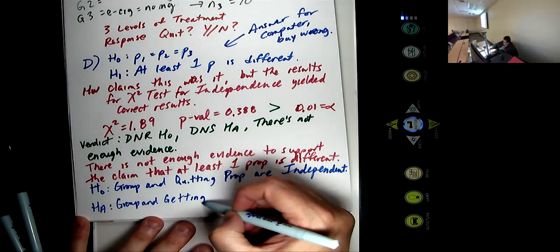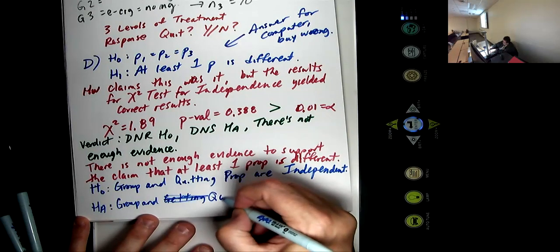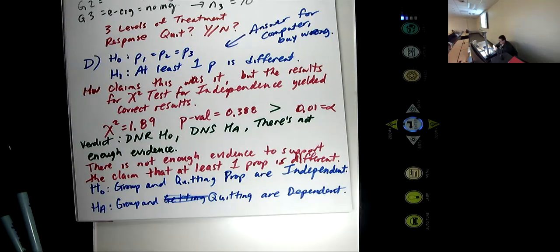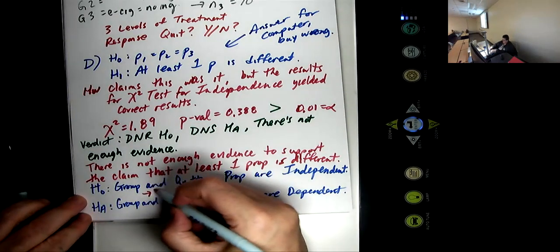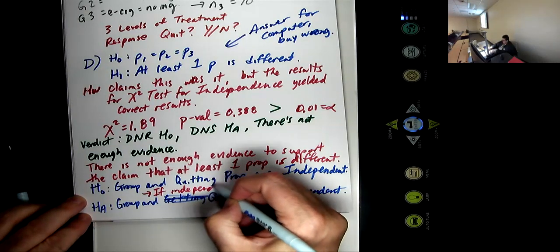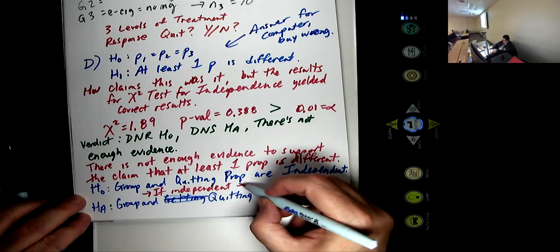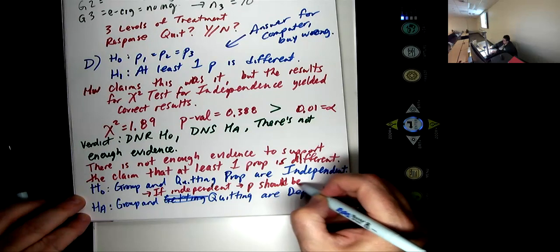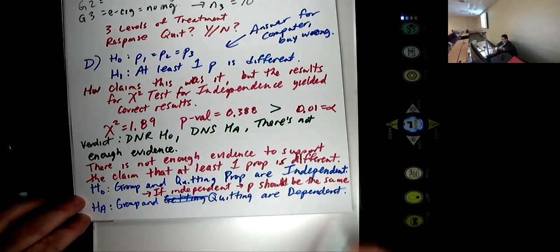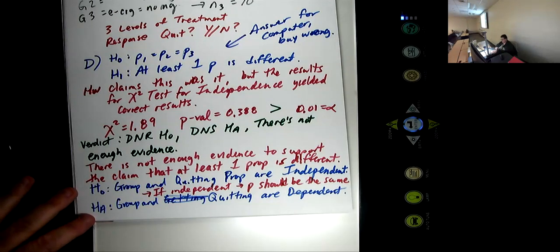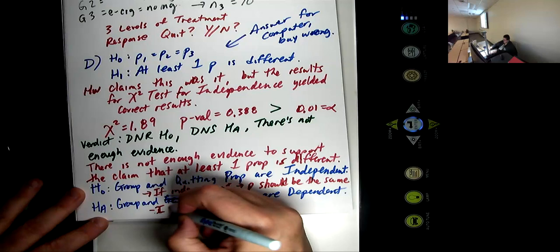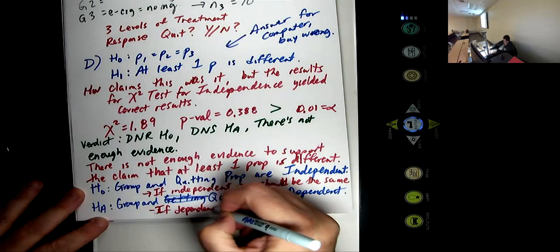Now it ends up getting to the same area. If they're independent, then the e-cigarette didn't help and the proportions should be the same. And if they're dependent, it means they're different.